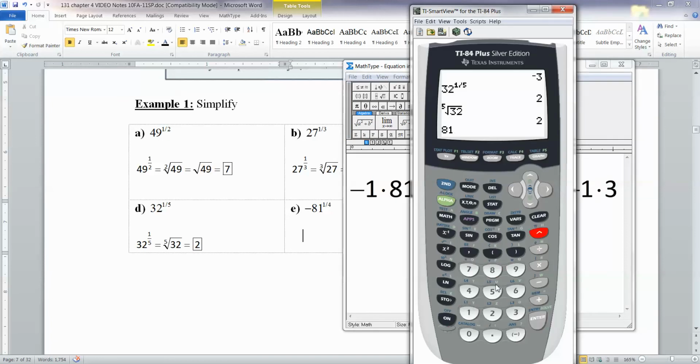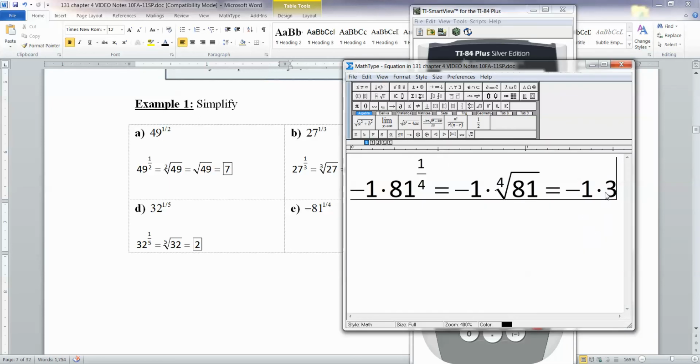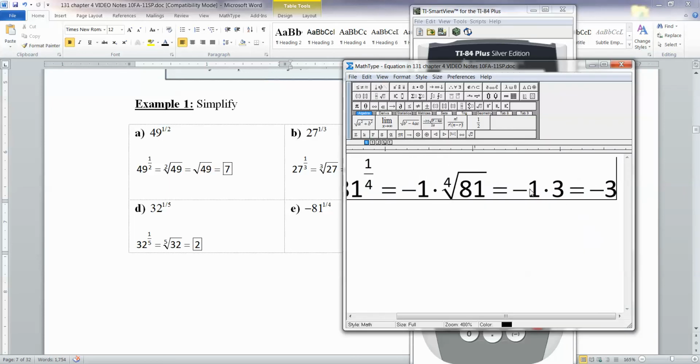81 to the 1/4. And again, you would need parentheses around the 1/4 if you're doing old school. So it'd be 3. Okay, so there we go, which means it's negative 3, just like I said it was.